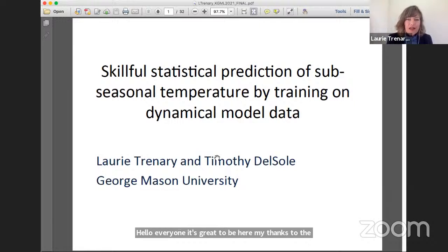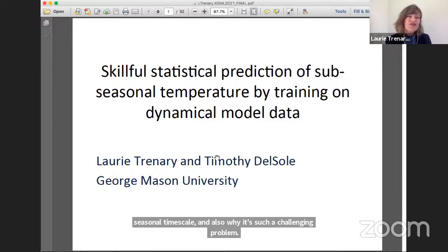So this work was done in collaboration with my colleague, Tim Del Sol. We were really interested in understanding how we might utilize climate model data to inform our subseasonal prediction of observations. So just to clarify what I mean by subseasonal timescale, and also why it's such a challenging problem.